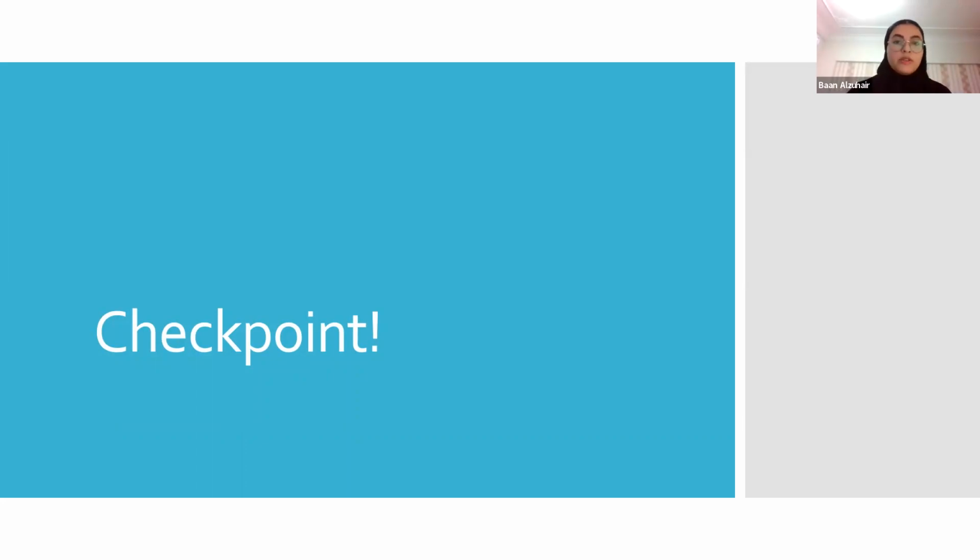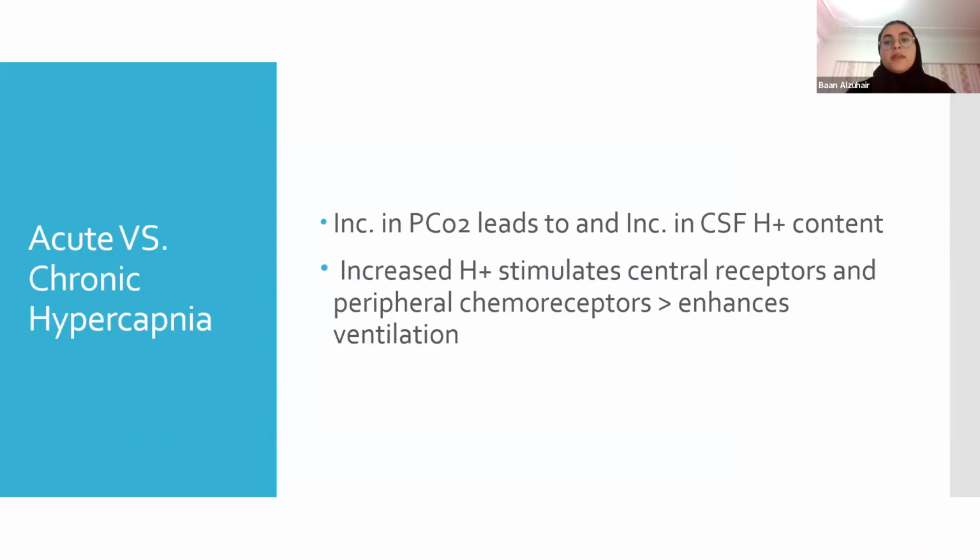So we finished with the neuronal control and the chemical control. Now we'll get into the easiest part of the lecture, acute and chronic hypercapnia and acute and chronic hypoxia. We'll start with hypercapnia. Hypercapnia is basically the increase in partial pressure of carbon dioxide above 45 millimeters mercury. An increase in CO2 leads to an increase in the hydrogen content in the cerebrospinal fluid, which stimulates hyperventilation, due to its stimulation of the central chemoreceptors and the peripheral chemoreceptors.